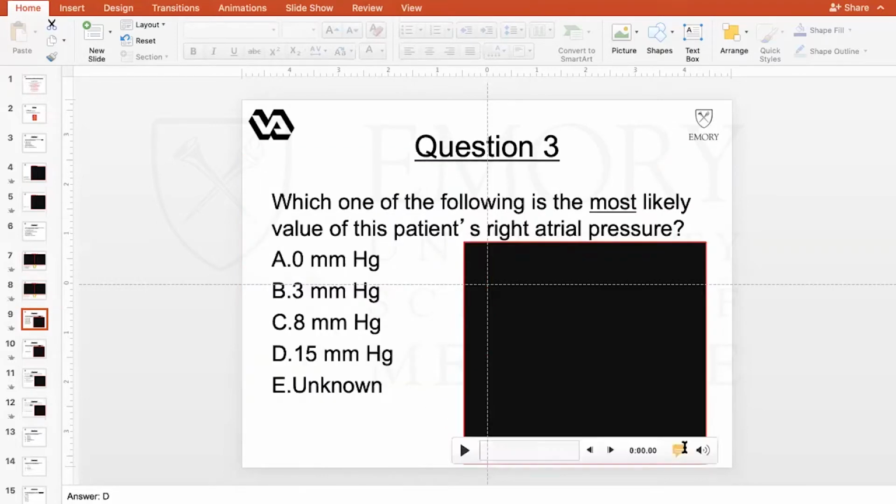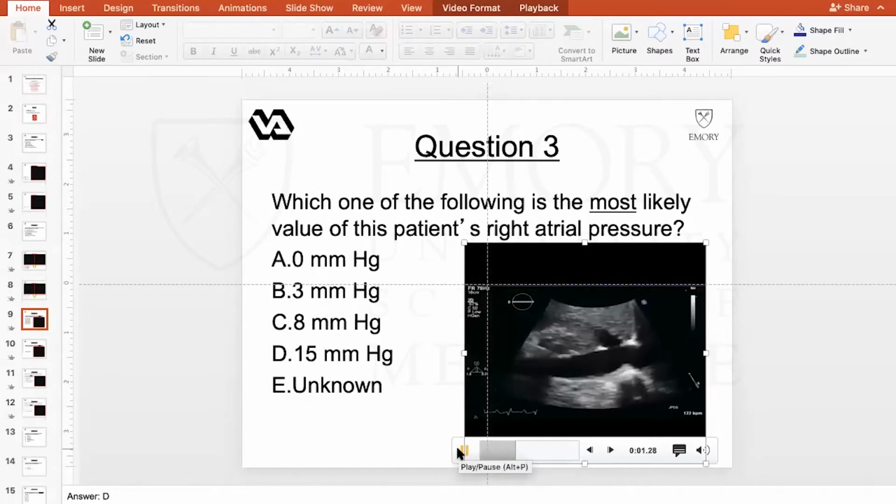So question 3. Which one of the following is the most likely value of this patient's right atrial pressure? 0, 3, 8, 15, E unknown. And here we go. And is John there? John? Yes. Hi, yeah. John. Good morning. Good morning. What do you think is this patient's right atrial pressure?